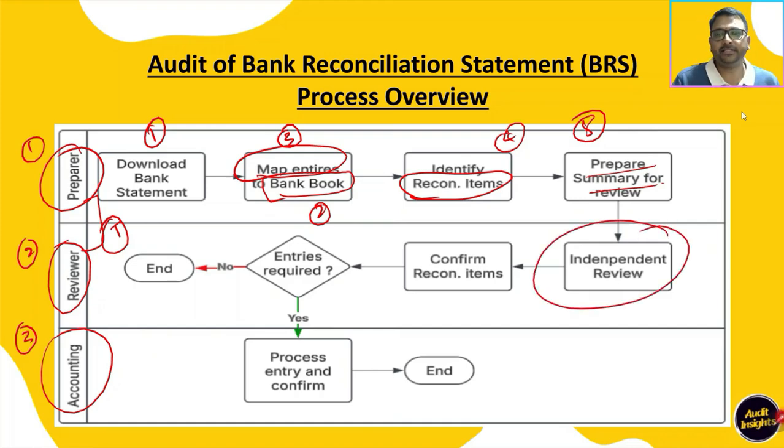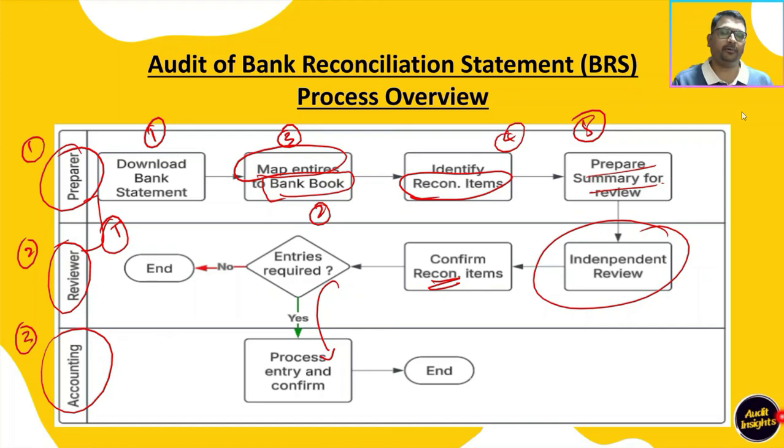Now the reviewer is expected to go line by line and understand the nature of differences, as to why there are values in the BRS, and whether those recon items make sense or not. If it requires an entry to be passed, then the details are shared with the accounting team and the entries are passed.